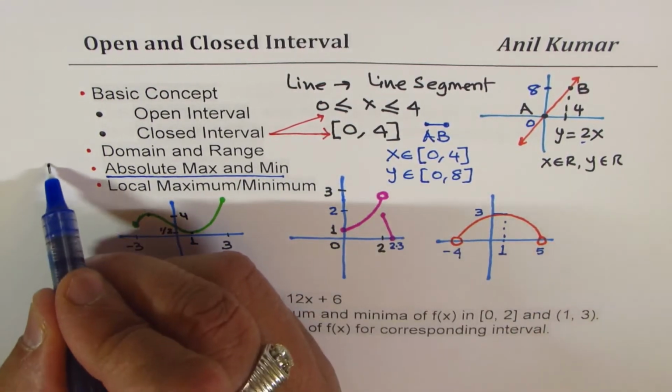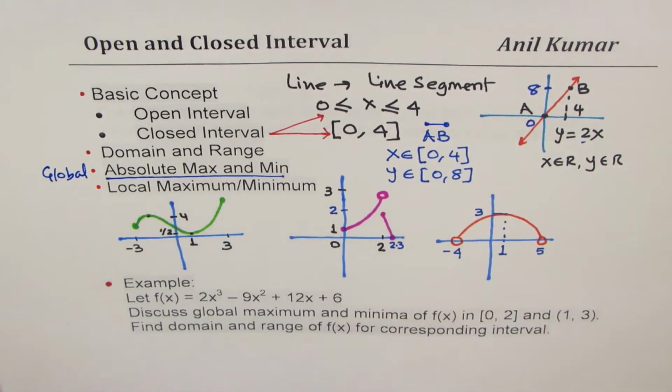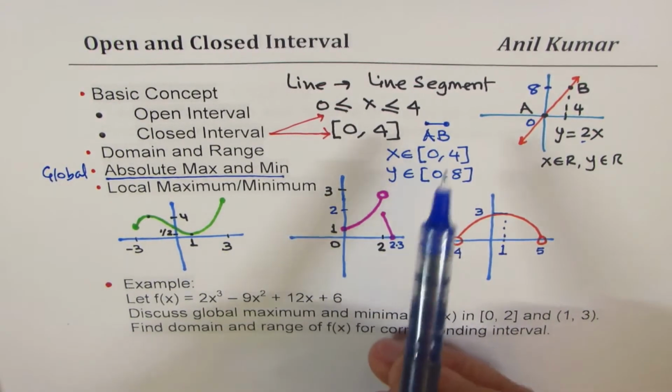At times in books we also use the word global, right? So global maximum and global minimum. So you understand this concept, correct? So that is what it is.